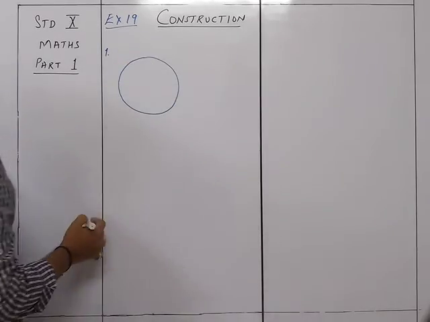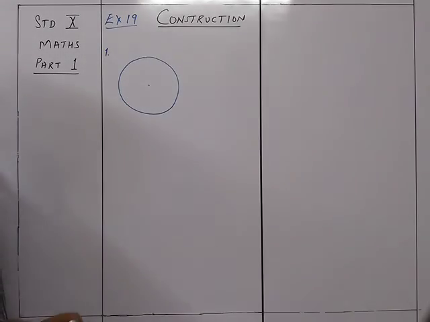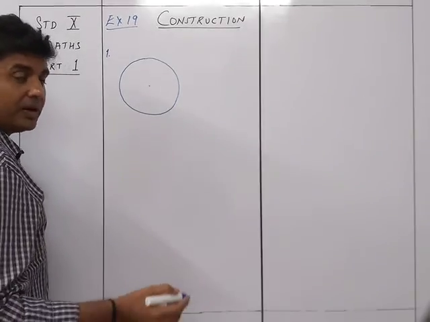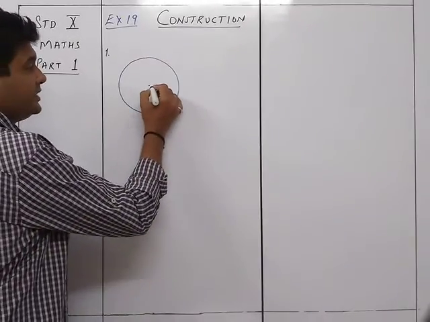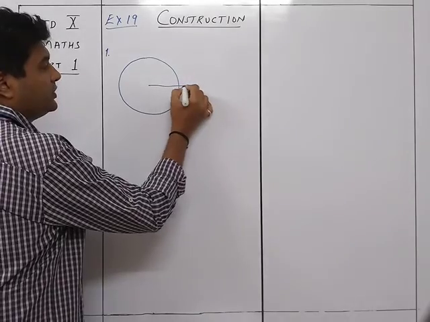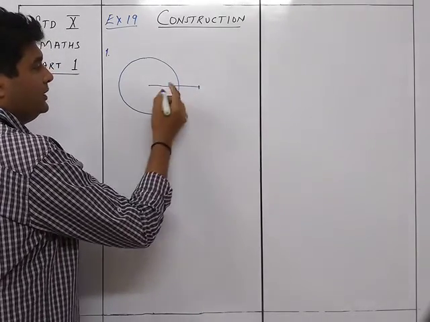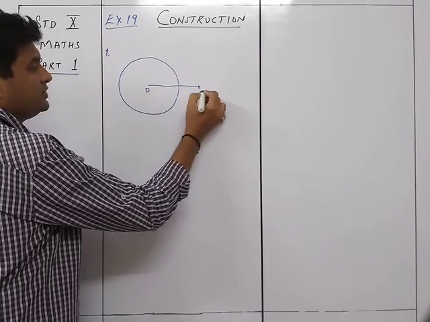So this is a 3 centimeter circle. We are going to take a point which is at a distance of 5 centimeters from the center. So we are going to take a horizontal line like this and cut the 5 centimeter mark over here. So this is your point O, this is your point P.